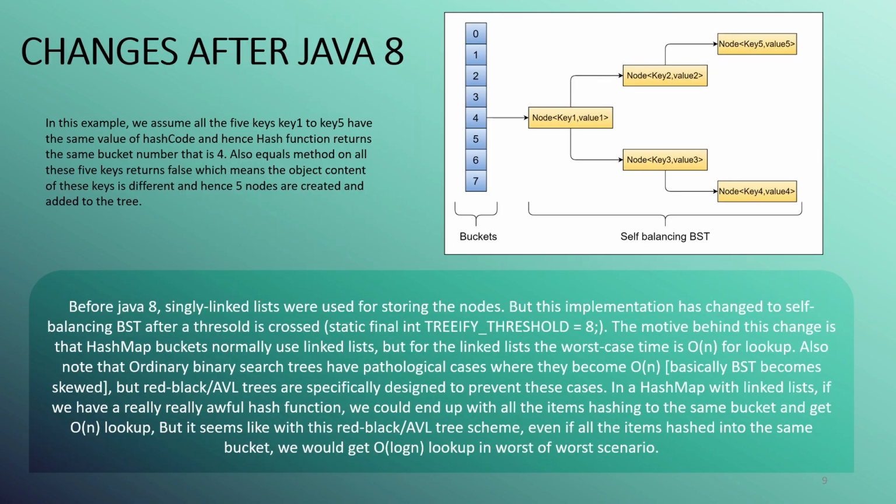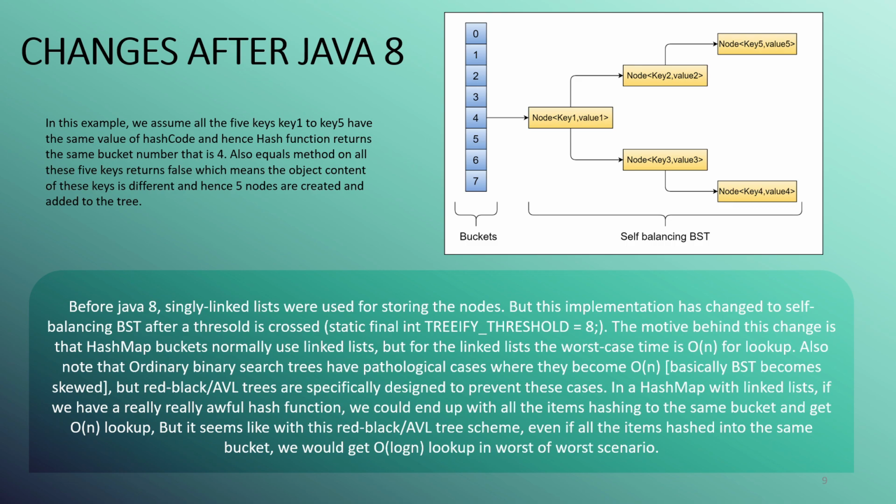Now let's move on to the next part: changes after Java 8. The part I explained was till Java 7, and now after Java 8, this singly linked list is converted to a self-balancing binary search tree. You can see here, on bucket 4, this is converted into a self-balancing binary search tree in case of Java 8. Before Java 8, we used to have that singly linked list implementation, but now this has been moved to a BST.